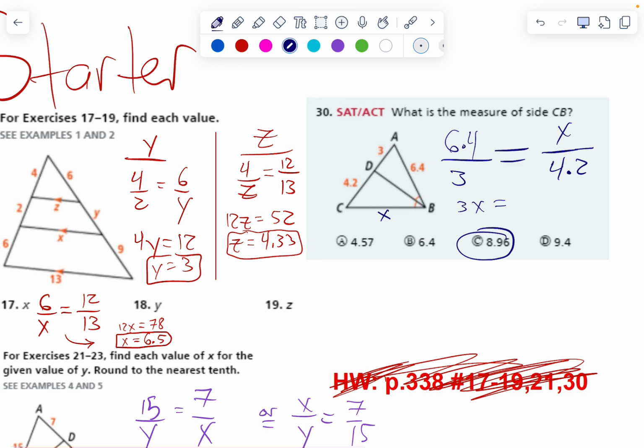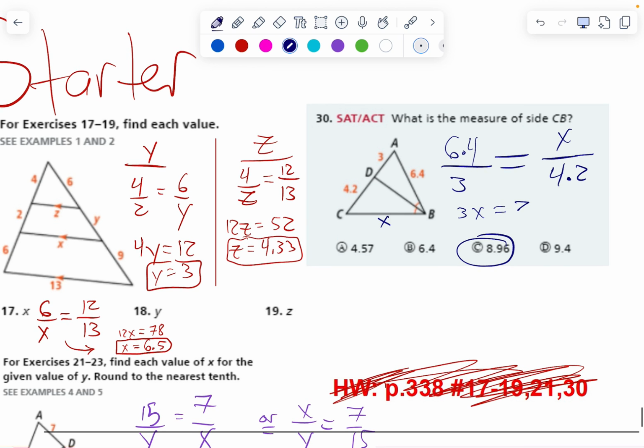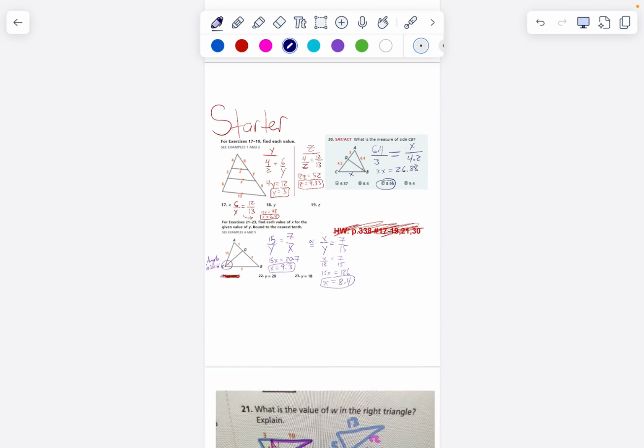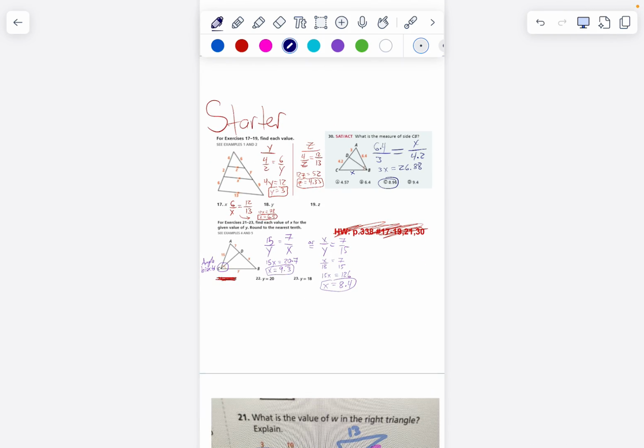What is 6.4 times 4.2? Did anybody do that? 6.4 times 4.2? Yeah. 26.88. Okay, thank you. All right, how'd those go? The last two, like I already asked you about the first problem with the ladder, but what about the others?